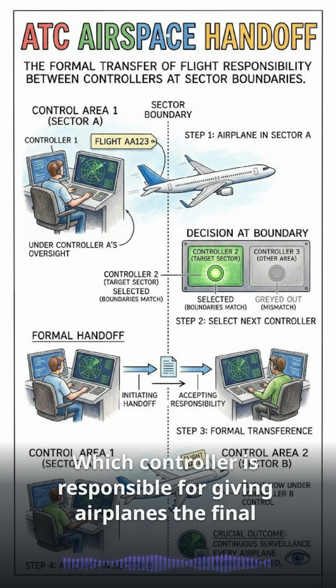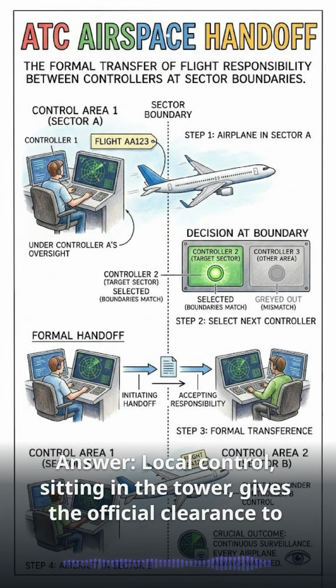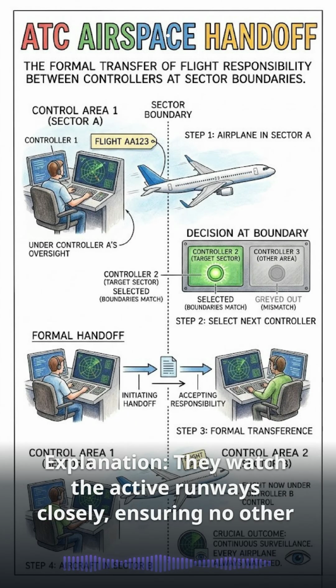2. Which controller is responsible for giving airplanes the final permission to take off and fly today? Local control, sitting in the tower, gives the official clearance to take off and safely land. They watch the active runways closely, ensuring no other planes or trucks are blocking the way.